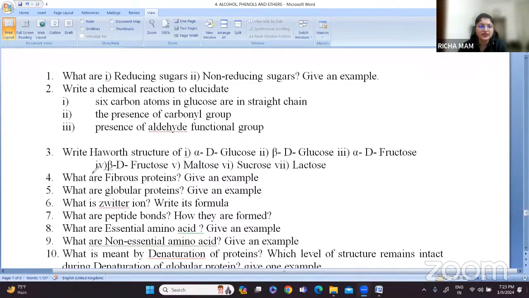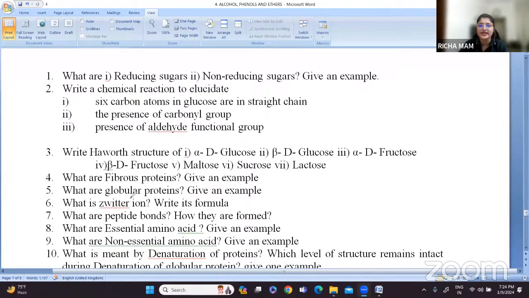Okay, so moving further, next, what are fibrous proteins? Give an example. Yes, students, what are fibrous proteins? The proteins which have thread-like structures are called fibrous proteins. Can you give me an example of fibrous proteins? Yes, keratin, myosin. Good.